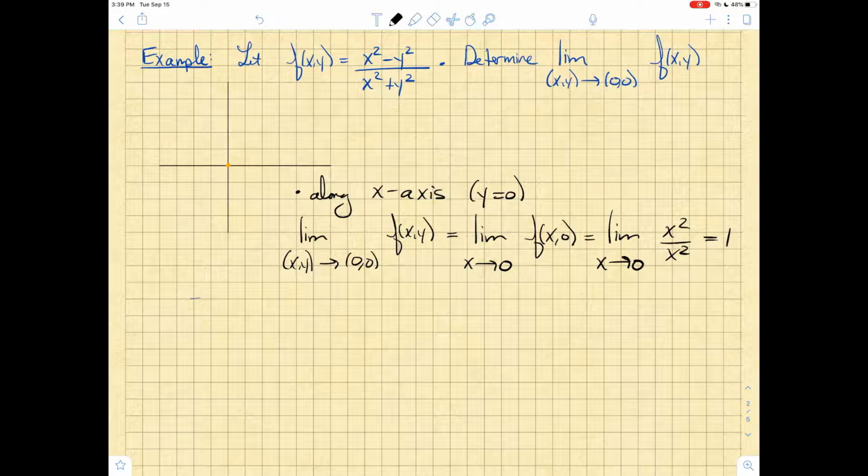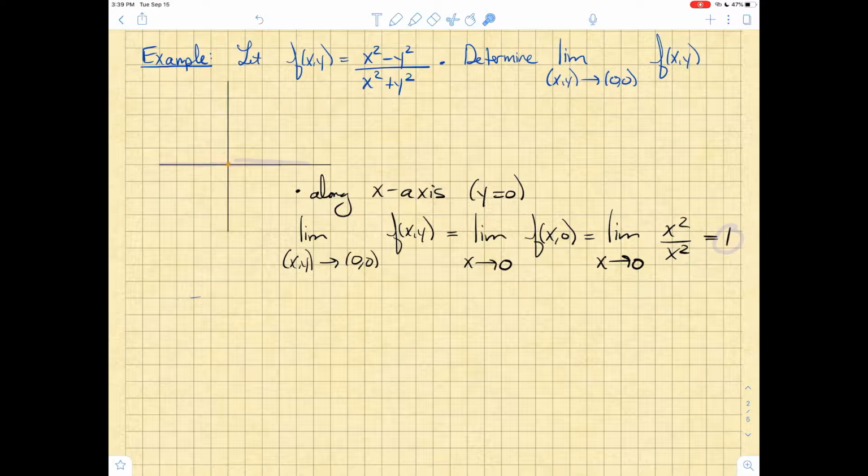Does that make sense? Notice that when I say x goes to 0 here, that actually incorporates both the left and the right hand limit. I'm coming in on the path from left and right, and both of those are going to 1. So I actually did 2 paths in 1. That's perfectly fine. But by coming in on the x-axis, I'm fixing y equals 0.